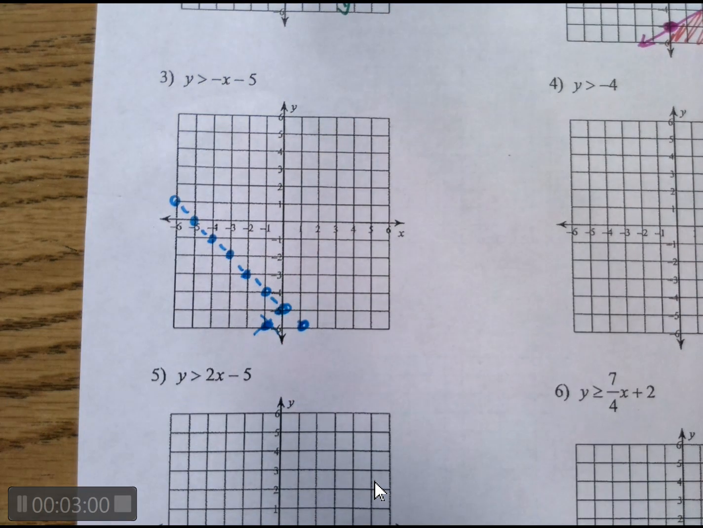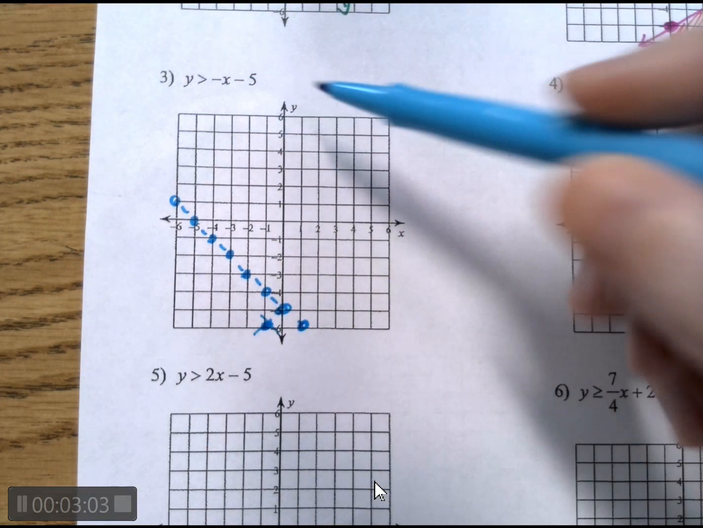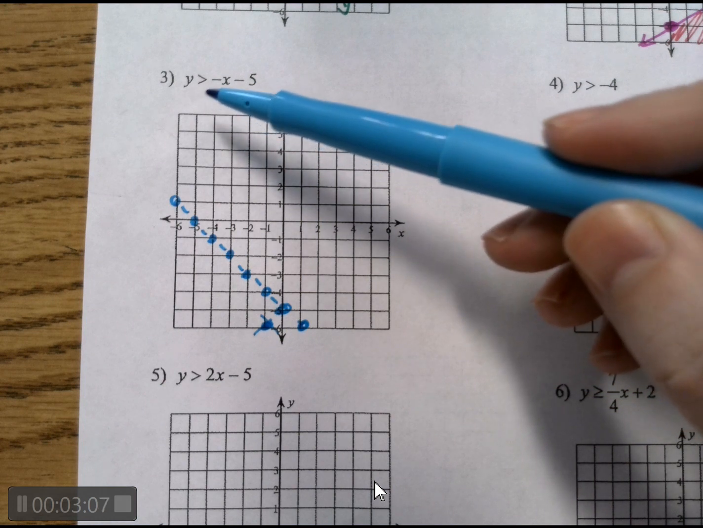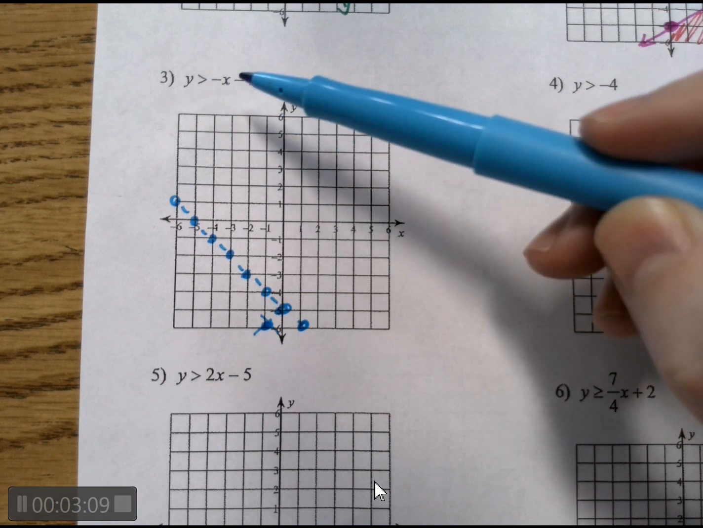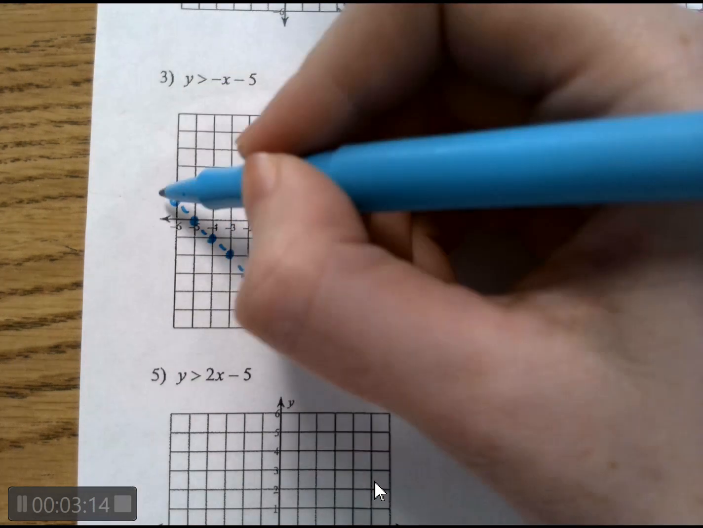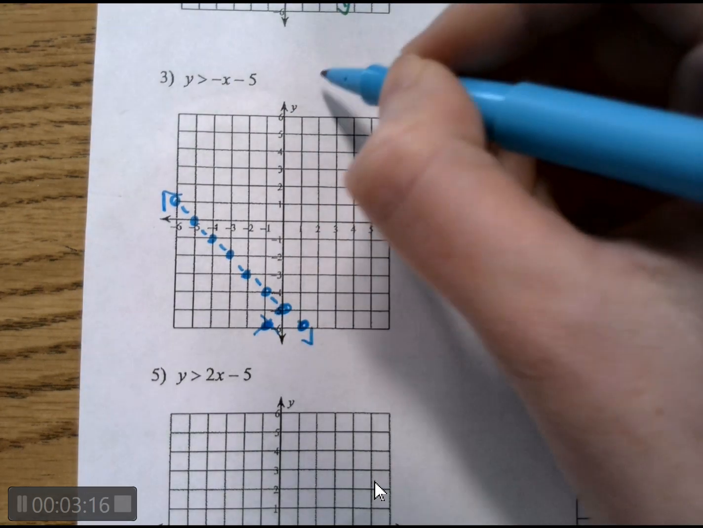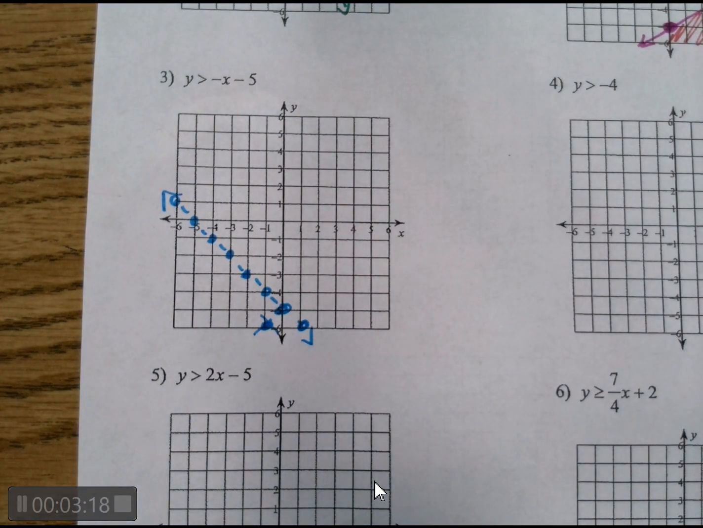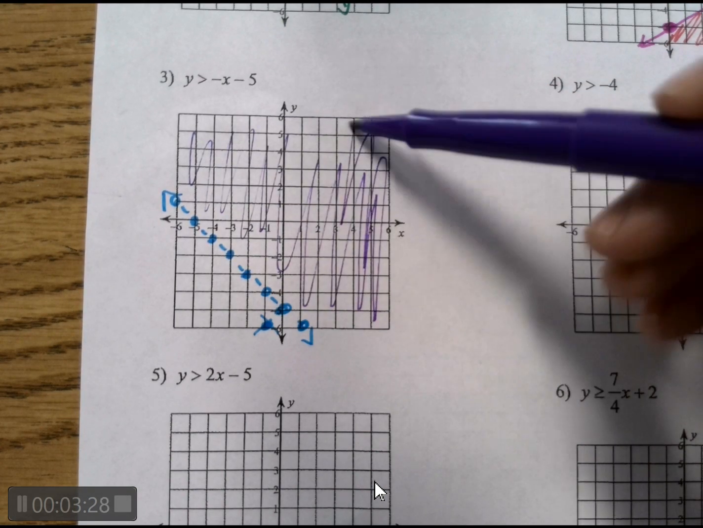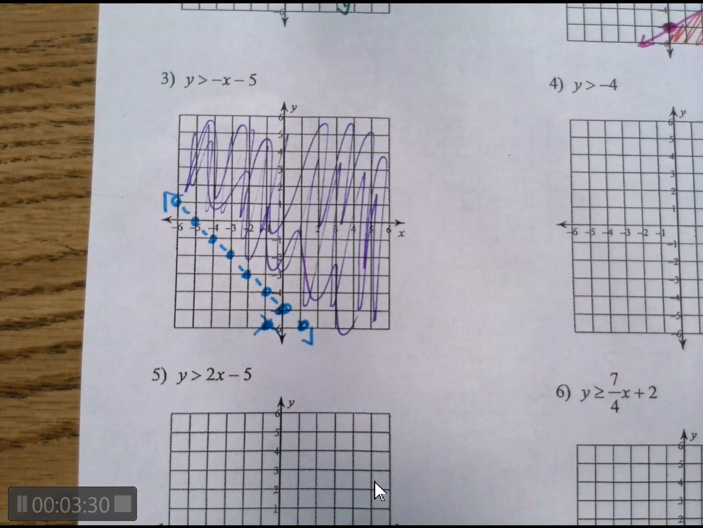Why am I making dash marks? Because our inequality sign does not have a dash underneath it. Remember, if there is no solid line underneath, it's going to be a dashed line. Now, since y is greater than our line, am I going to shade above or below? I'm going to shade above.